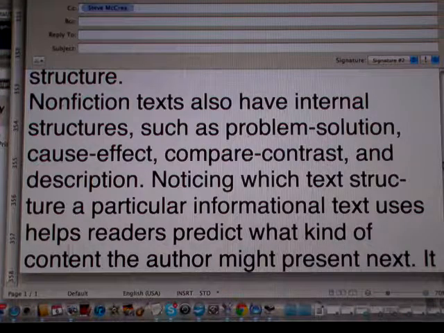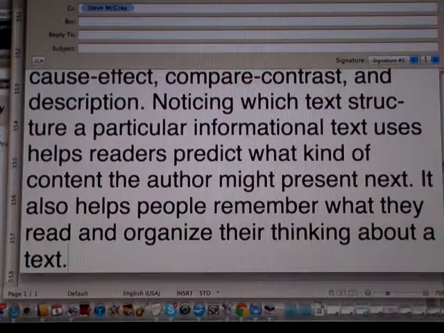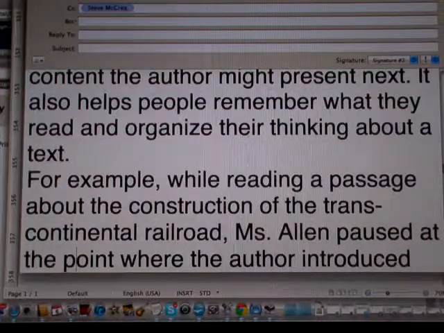Nonfiction texts also have internal structures, such as problem-solution, cause and effect, compare-contrast, and description. Noticing which text structure helps readers predict what kind of content the author might present next. It also helps people remember what they read and organize their thinking about a text.